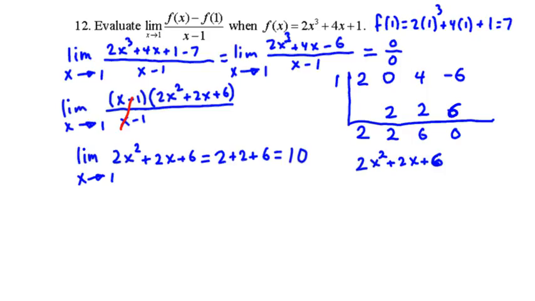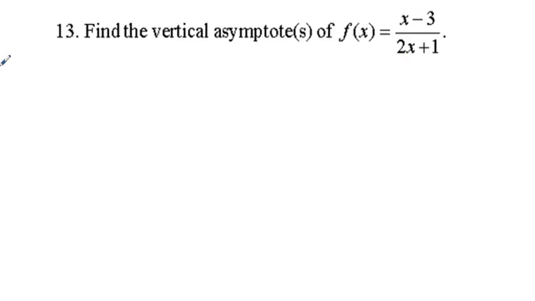Next problem, 13. Find the vertical asymptote, or asymptotes, of f of x equals x minus 3 over 2x plus 1. We can set our denominator equal to 0, or set it not equal to 0, because the vertical asymptote is where the function cannot exist. So we're going to set 2x plus 1 not equal to 0.